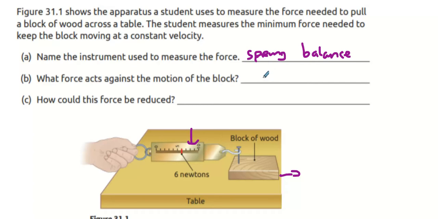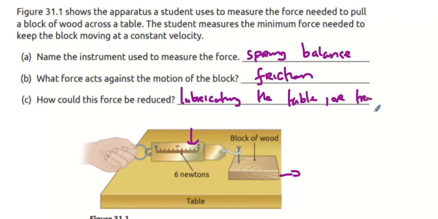Well, that's going to be friction. Friction opposes the motion of the block. How could this force be reduced? By lubricating the table, or trying to make it smoother. You can make the table smoother by varnishing it, stuff like that.